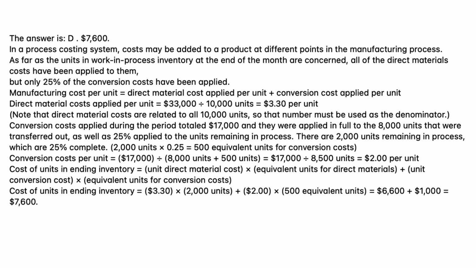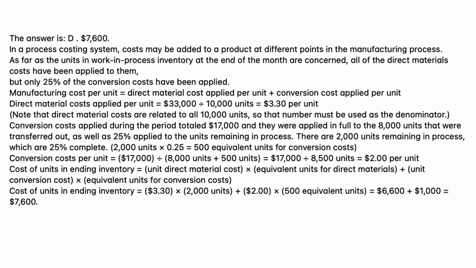$7,600. In a process costing system, costs may be added to a product at different points in the manufacturing process. As far as the units in work in process inventory at the end of the month are concerned, all of the direct materials costs have been applied to them. But only 25% of the conversion costs have been applied. Manufacturing cost per unit equals direct material cost applied per unit plus conversion cost applied per unit. Direct material costs applied per unit equals $33,000 divided by 10,000 units equals $3.30 per unit. Note that direct material costs are related to all 10,000 units, so that number must be used as the denominator.